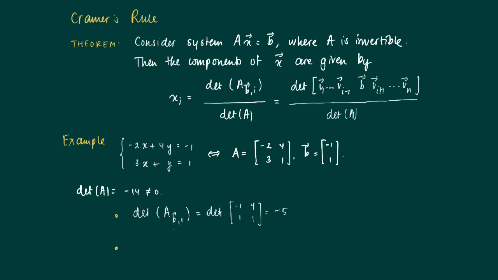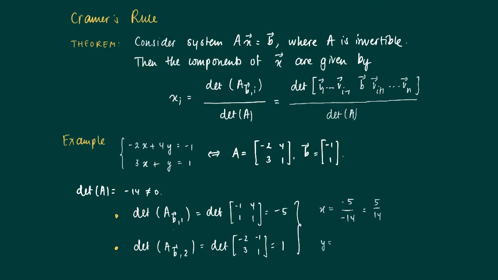And the determinant of the matrix A where we interchange the second column with b is the determinant of (-2, -1; 3, 1), which equals 1. So now Cramer's rule says that if we look for x and y, x is -5 divided by the determinant of A, so -5 over -14, which is 5 over 14. And y is 1 over -14. This is -1 over 14.